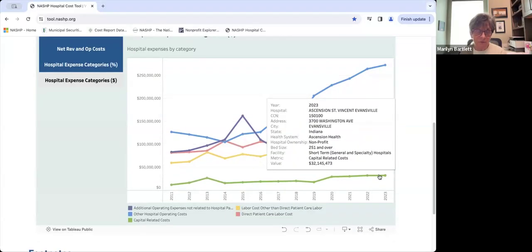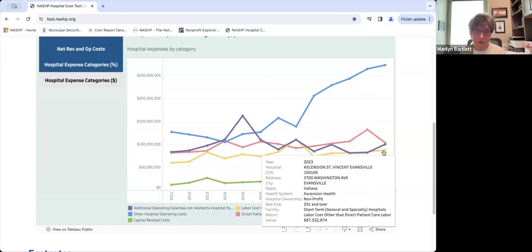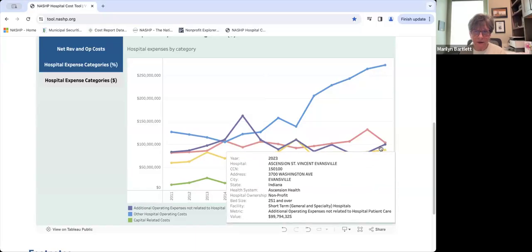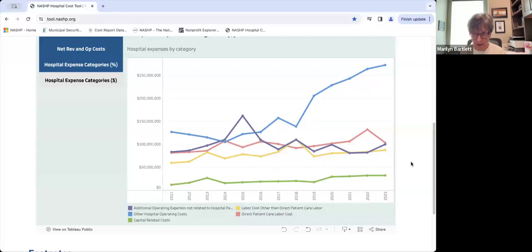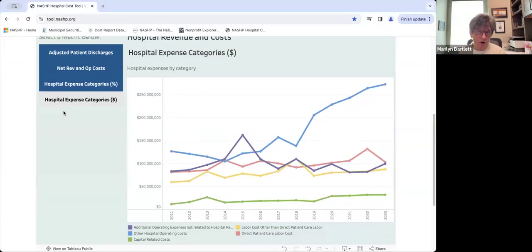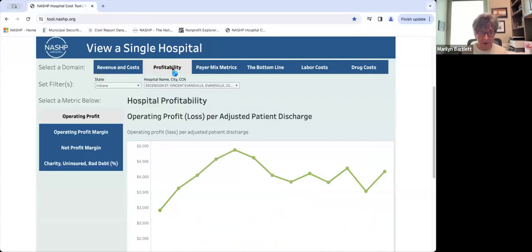Capital related is going to be depreciation, interest, lease expense, and then this particular one, I just discussed that. This is going to be additional operating expenses not related to hospital patient care. And that's going to be other expenses that they include, such as investments, equity ownership in subsidiaries, partnerships, etc. We can click on profitability.